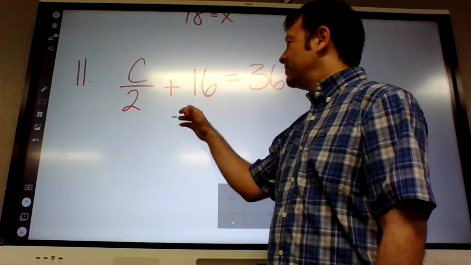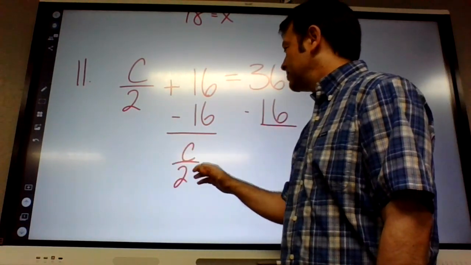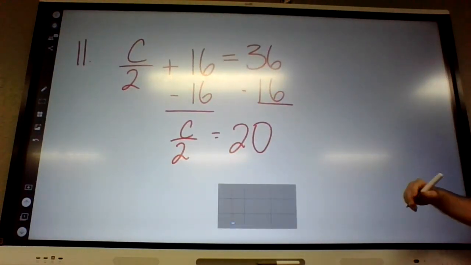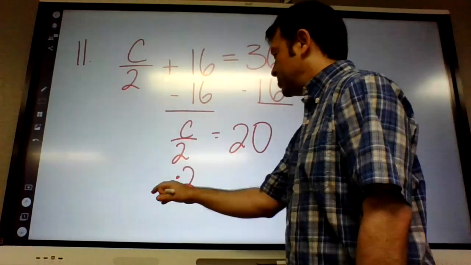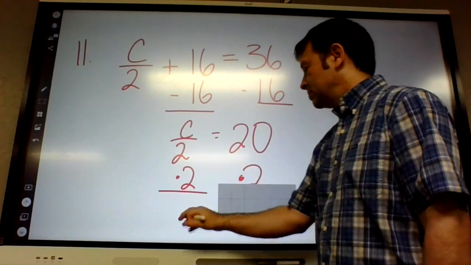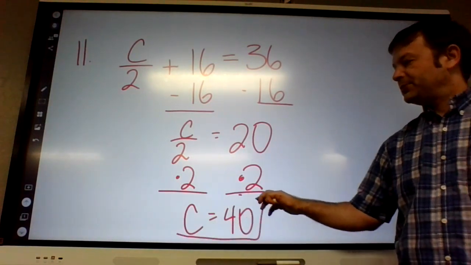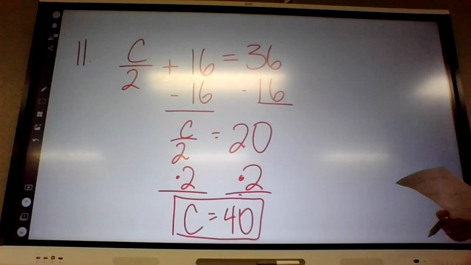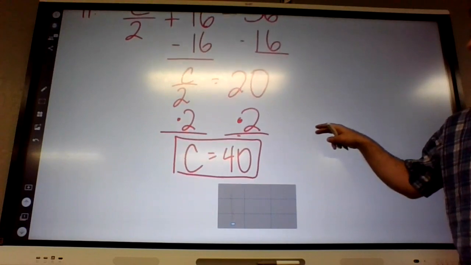All right. So what's my step at this point? Multiply by 2, yeah. Put a dot 2 there. So what does C equals 40 mean on this problem? She originally had 40 comic books.